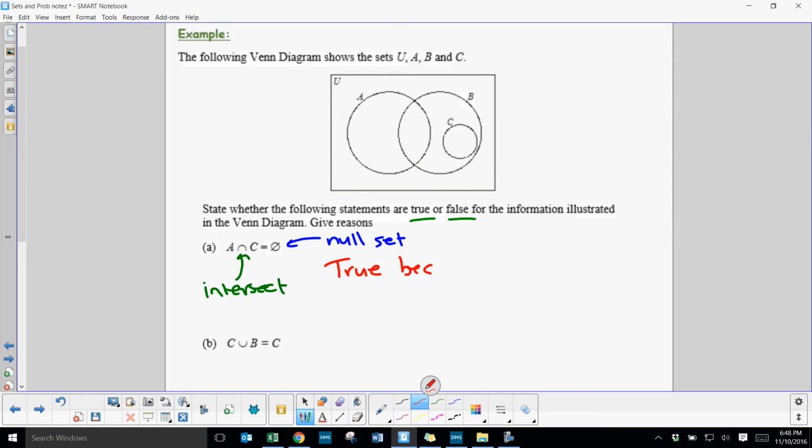You could say because there is no intersect between A and C.